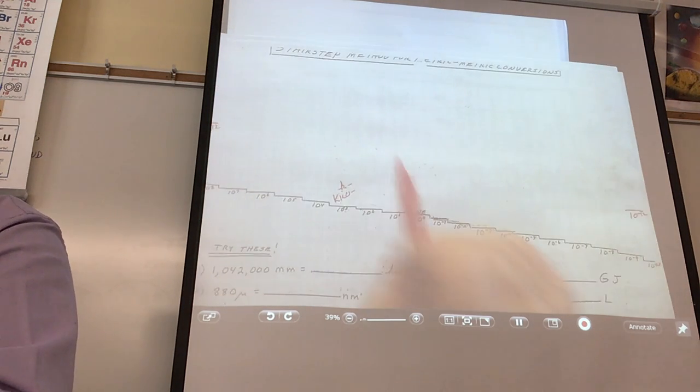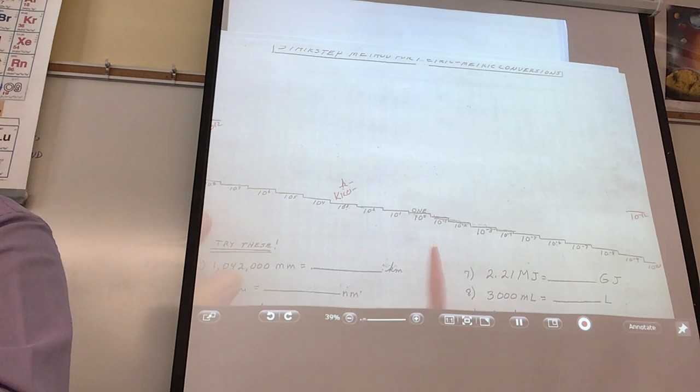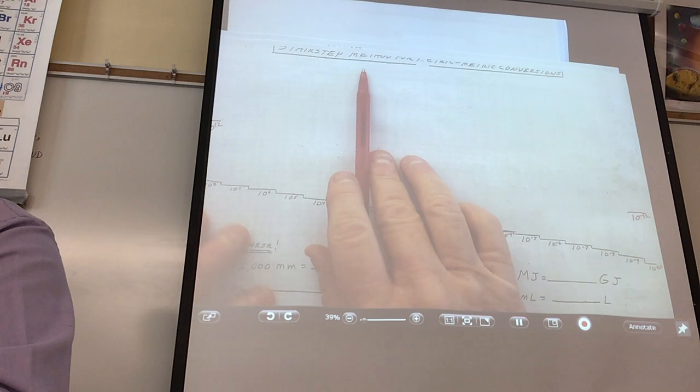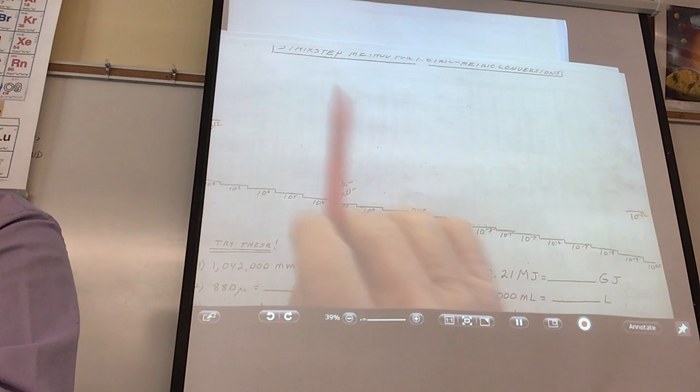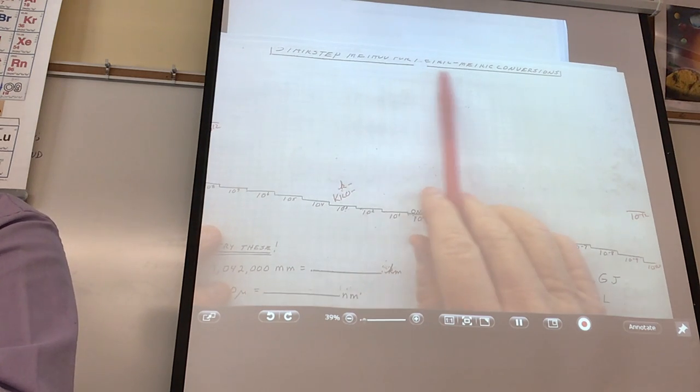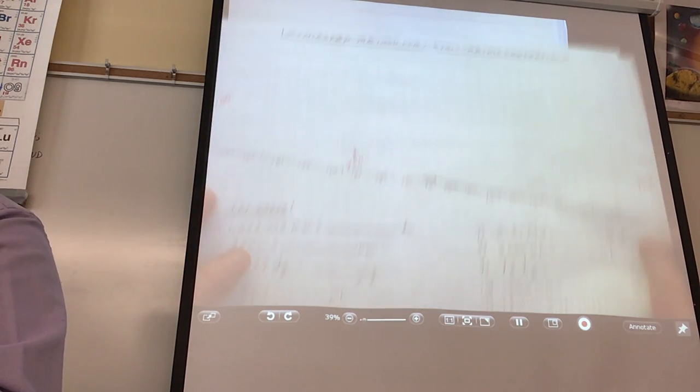Even though it's an actual piece of paper, I call it stair step. The stair step method is when you want to convert one metric unit into another, and that's the only thing it works for. It has to be based on powers of 10. So it's called the stair step method for metric to metric conversion. Now I'm going to show you how it works.